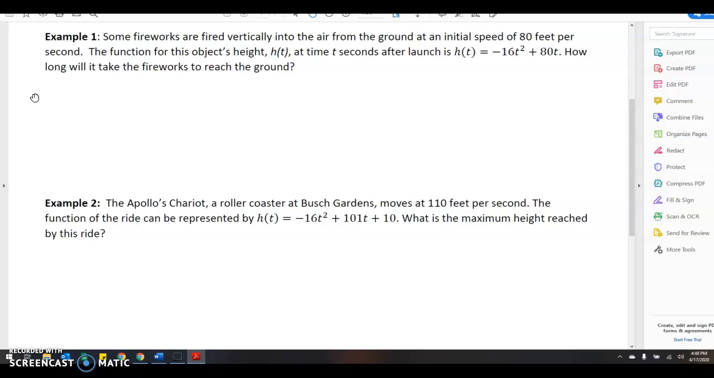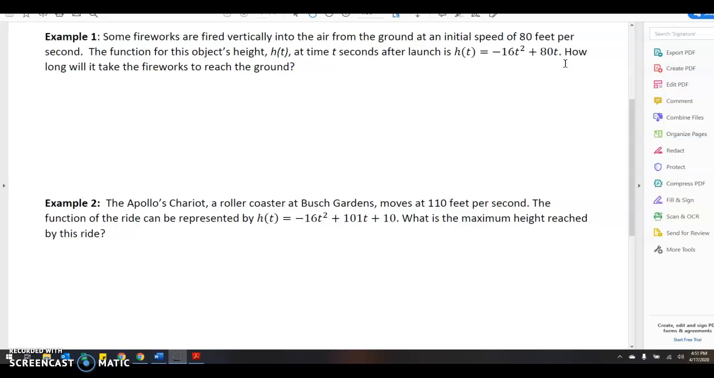So that's a lot of fancy words to say this. Maybe it's the 4th of July and we're celebrating with fireworks. We can track that firework. We can know how high that firework is in the air by using this equation, h of t, so the height based on the time of that firework is equal to negative 16 t squared plus 80t.